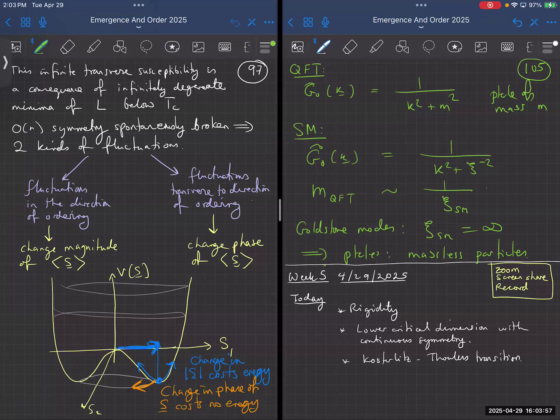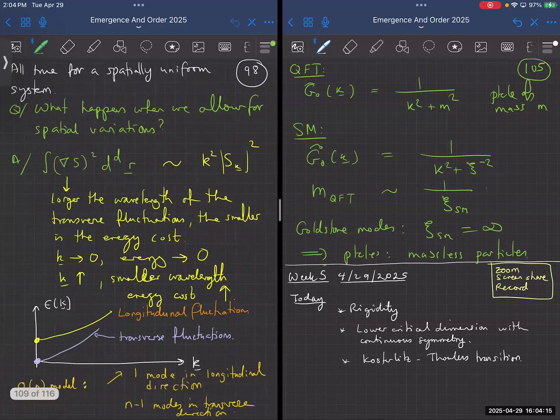Ones where the amplitude of the order parameter changes, and that incurs an energy cost. And then the other was a change in the phase of the order parameter, the direction of the ordering, and that cost no energy. And then we calculated the energy spectrum of the different fluctuations. And what we found was that you get transverse fluctuations, which are gapless. And so as k goes to 0, those cost no energy, whereas the fluctuations which are longitudinal have a gap, even as k goes to 0.